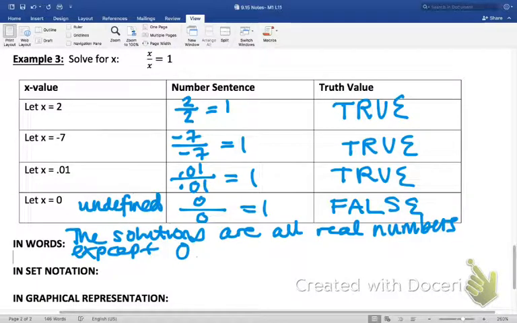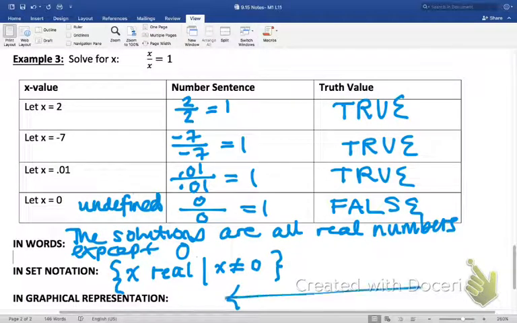And when we go to write that in set notation, it's a little bit different than if we're just listing solutions because there are so many solutions. So we can just say x is real, and we're going to put a little line, and we're going to say our one restriction, which is that x cannot equal 0. And that would be my set notation.